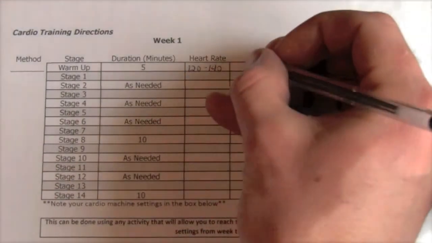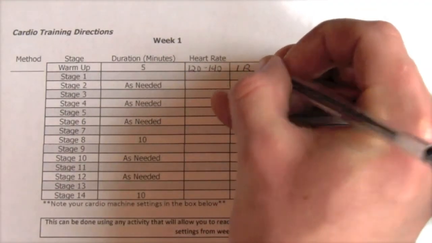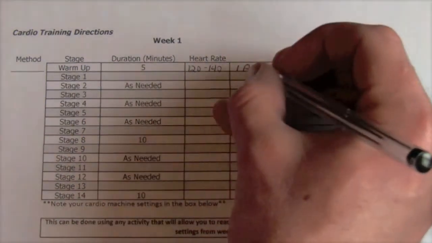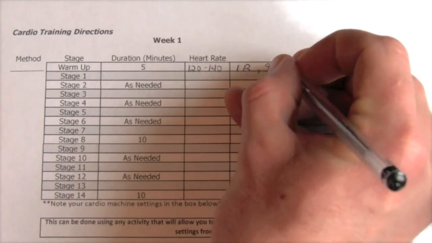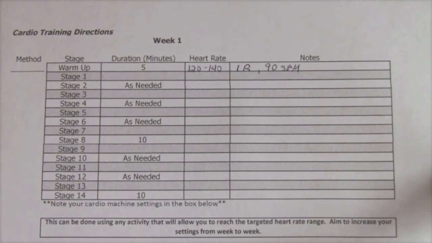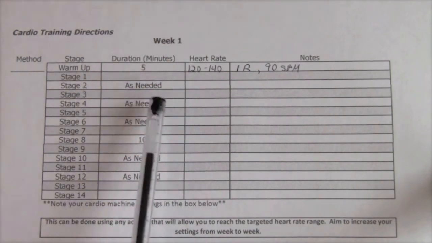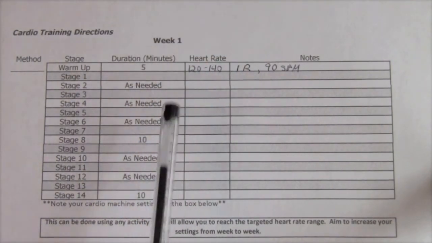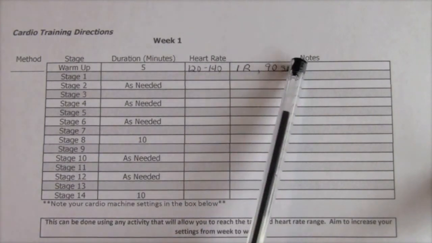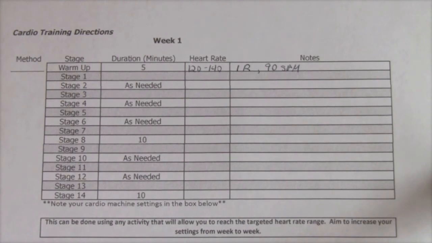Let's just say that the individual was able to keep the machine at 1 resistance level and 90 strides per minute. Now that's the first step that they figured out when they actually went to the gym and got on their machine. They figured out that for the 5-minute warm-up to reach 120 to 140 beats per minute, they needed their machine at the first resistance level, and they needed to be going 90 strides per minute on the elliptical.